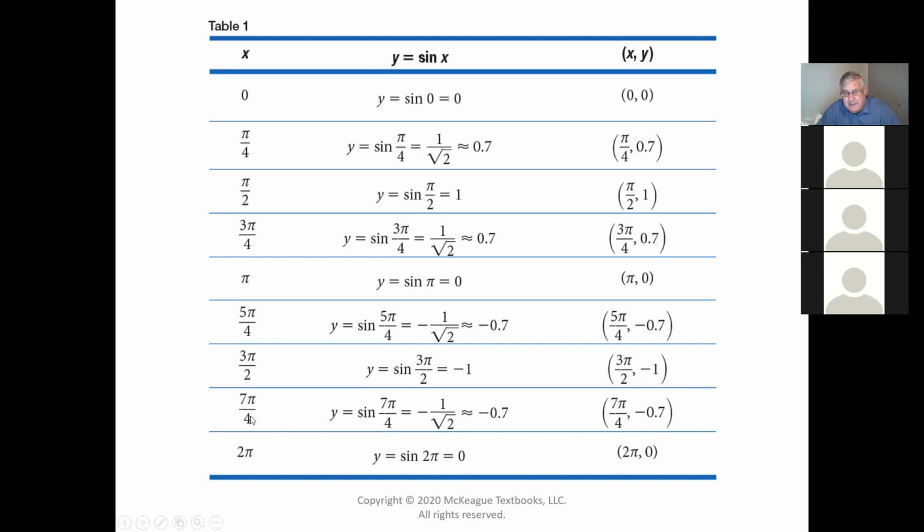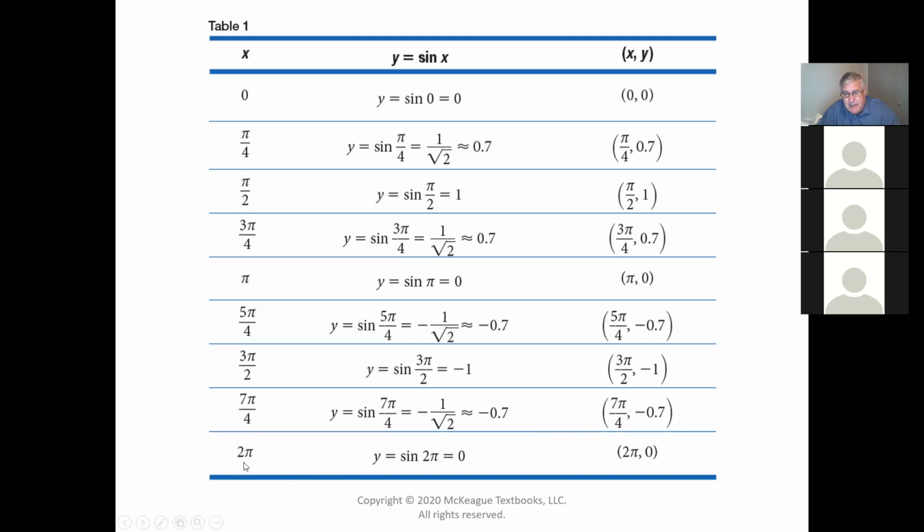7 pi 4ths takes us into the fourth quadrant. Well, how many degrees is 7 pi 4ths? Anybody? 7 pi 4ths radians, what is that? 315 degrees. That's in the fourth quadrant. And the sine of 7 pi 4ths, or 315 degrees, would be negative square root of 2 over 2, approximately negative 0.7. Hence, this point would also be found on the graph of y equals sine x.